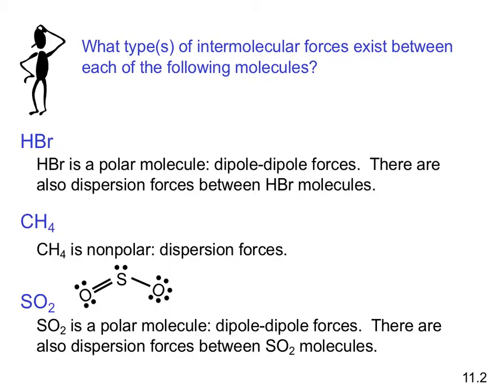So if we look here, just a few examples of different types of molecules and what they have and why. HBr does have a hydrogen, but remember, hydrogen bonding only works with PON. Br is not PON, so it's polar, therefore it has dipole-dipole interactions. There are dispersion forces, which we talked about. At this stage in your chemistry life, it's not important to me that you remember that.